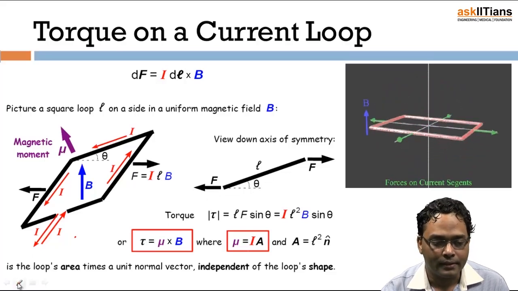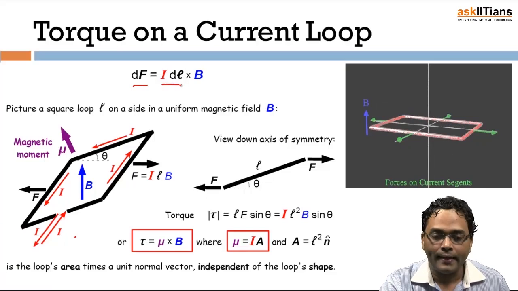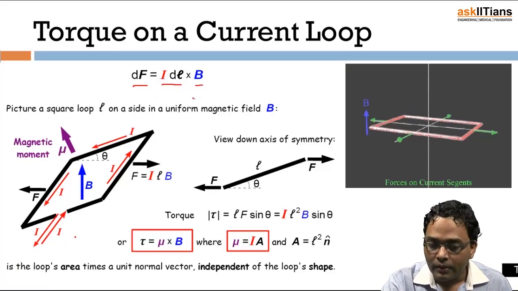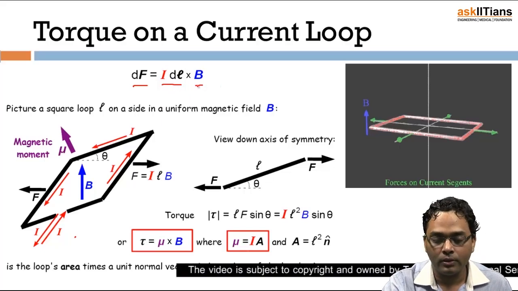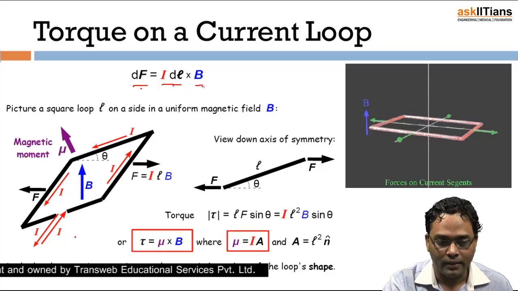Let's try to understand it here. If I say dF, due to a particular current carrying element, I dL cross B, this is going to be the net value of the force that we have. Here I dL and B are perpendicular to each other, and therefore the force is mutually perpendicular to both the current element as well as the magnetic field.